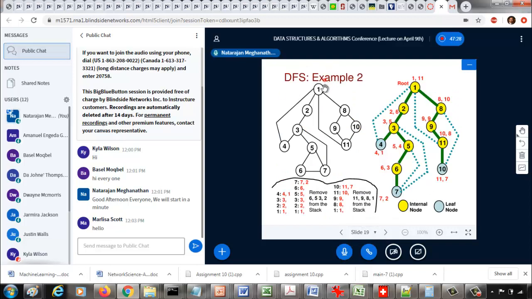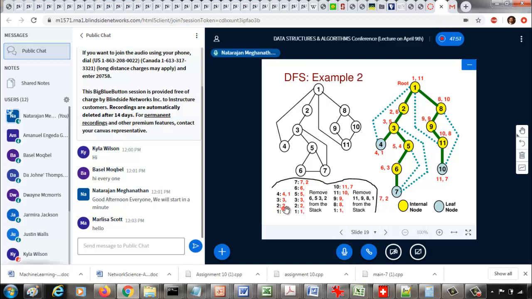Alright, so start with vertex 1. So push vertex 1 to the stack. So vertex 1 is the first vertex to be pushed into the stack. So go to one of the unvisited neighbors of vertex 1. Now all the neighbors are not yet visited. So just identify the lower ID neighbor, which is vertex 2, and push vertex 2 to the stack. So vertex 2 is the second vertex to be pushed to the stack, and we call that edge to vertex 2 a tree edge.